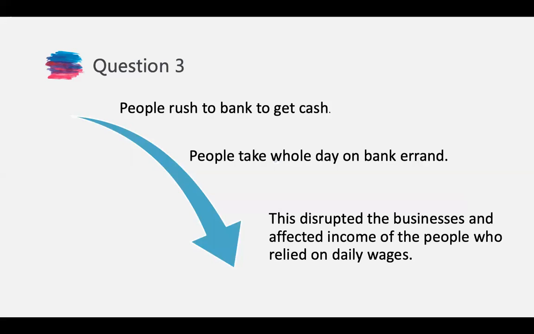The banks were filled with people. The lines were too long. It would take a whole day, and many people had to go back to the bank many times to finish their exchange transaction. This disrupted the business and also affected the income of the people who relied on daily wages.